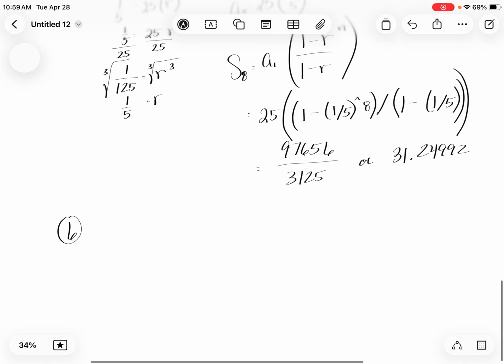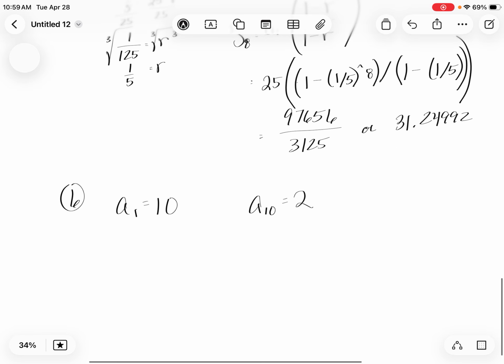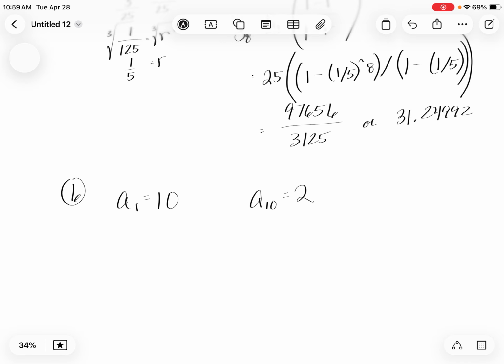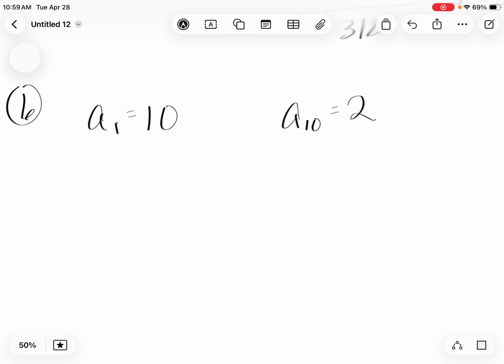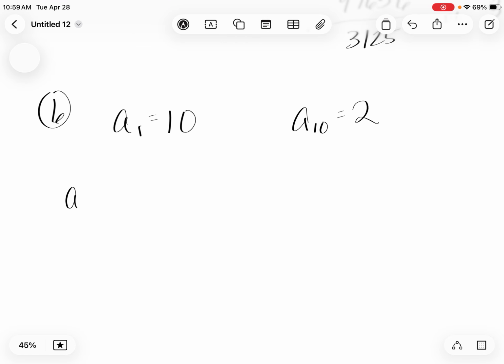Number 6. First term in the arithmetic sequence is 10. The 10th term is 2. Find the common difference, 100th term, and the partial sum of the first 10. So kind of the same boat, except for now we're arithmetic.